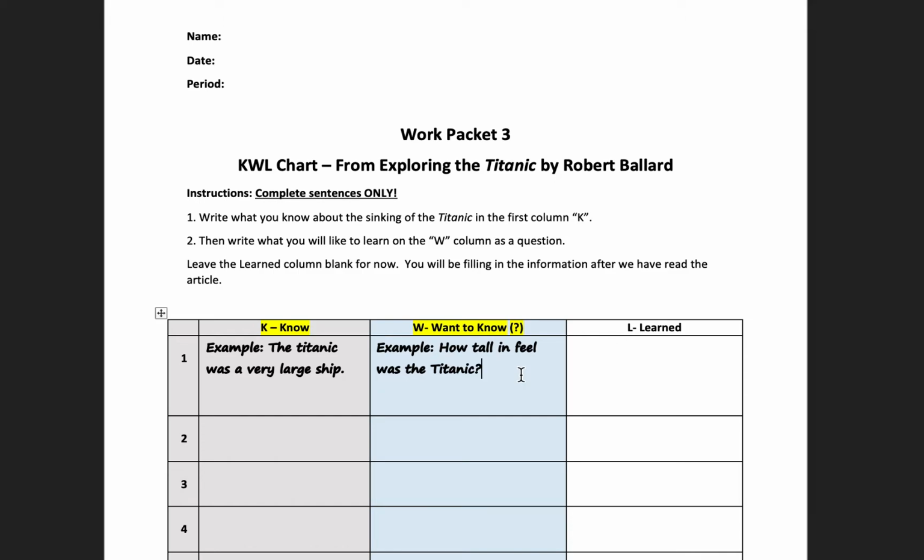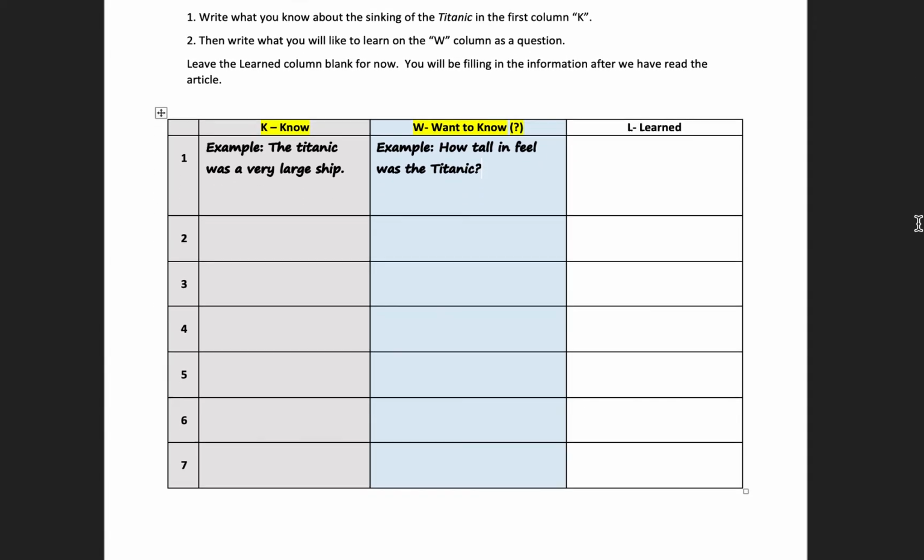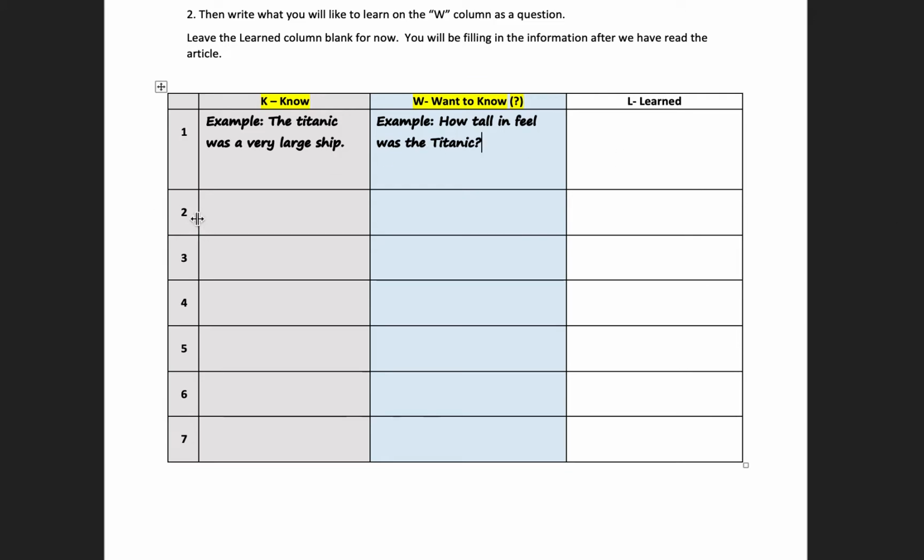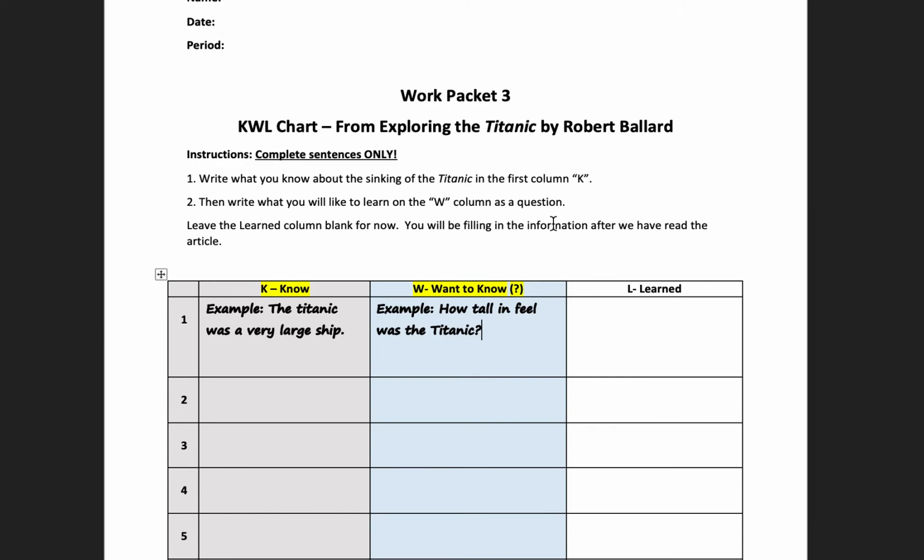So for the rest, I would like you to fill in numbers 2 through 7, just for the K and just for the W. You are ignoring the L for now because we have to read the article, and then you're going to answer your own questions for the L part. So it's a fact. What about that fact? Don't you know? And ignore this for now. Okay? So that is for the KWL chart.